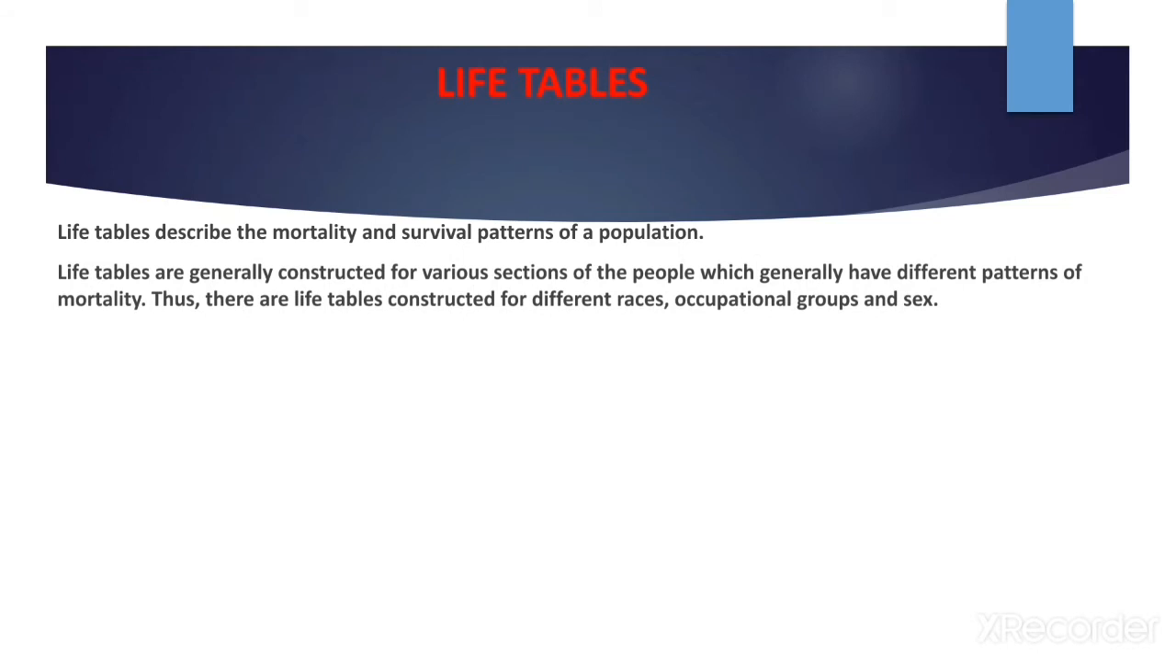Life tables are generally constructed for various sections of the people, which generally have different patterns of mortality. Thus, there are life tables constructed for different races, occupational groups, and sexes. Life tables may be constructed for different communities. Separate life tables may be had for men and women. For animals and plants also, life tables may be constructed.